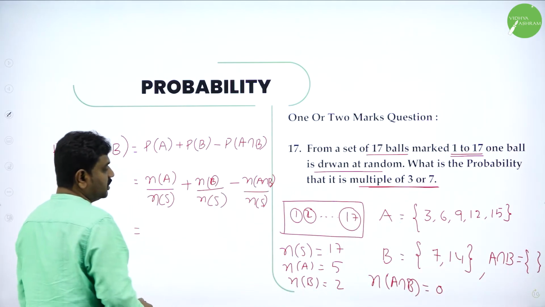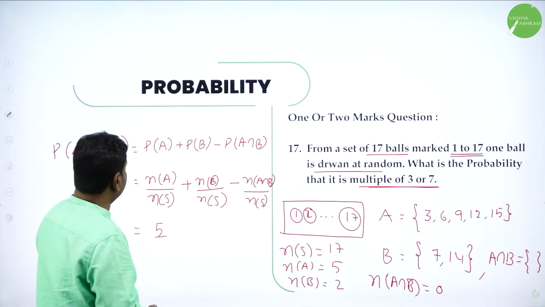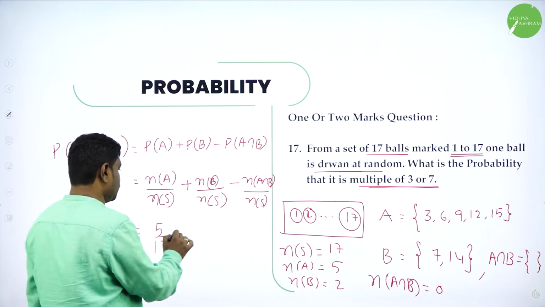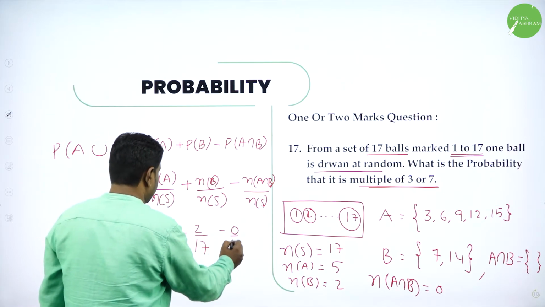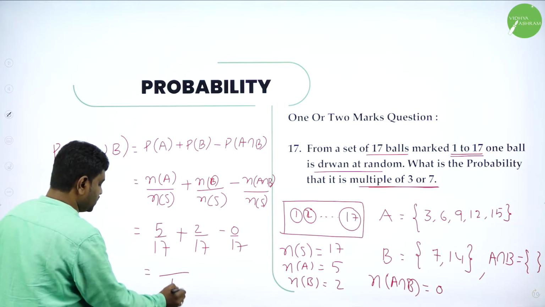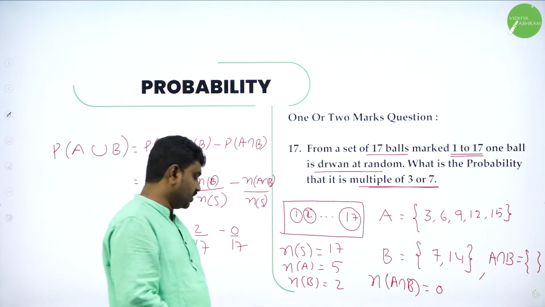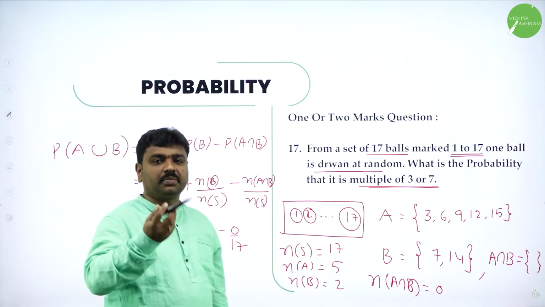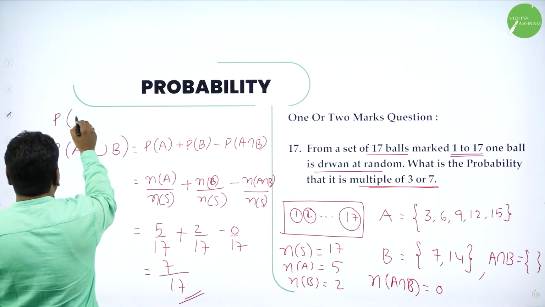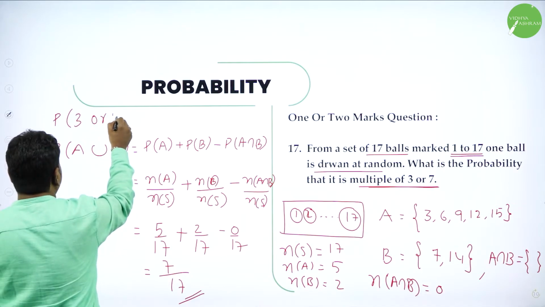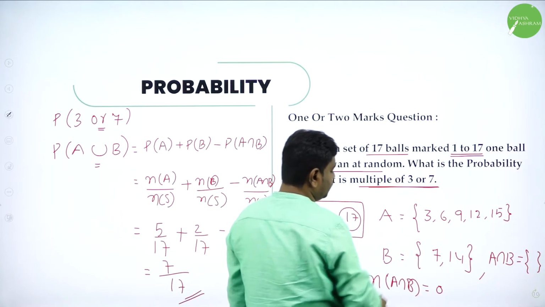So now substitute it. What is n of A? 5. 5 by n of S. What is n of S? Total number. Total number is how much? 17. 5 by 17 plus B, 2 by 17, minus 0. 0 by anything is 0. Leave it. So now 17 is the LCM. 5 plus 2, 7. 7 by 17. So 7 favorable out of 17. That's it. A or B. Or means union. Multiple of 3, I defined it as A, and B is multiple of 7.